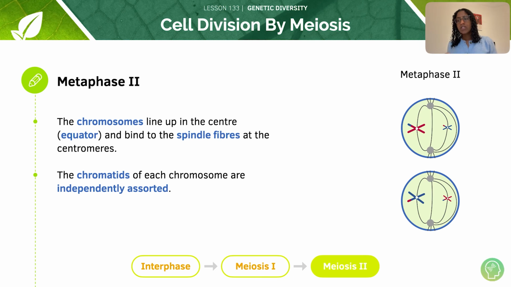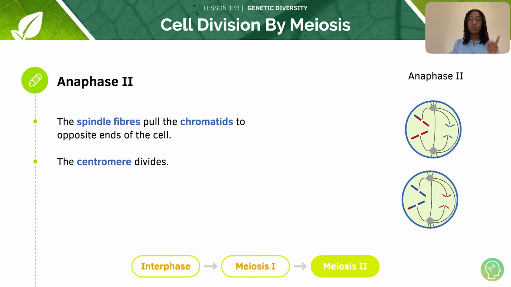So we know that all our cells have a combination of chromosomes from our parents, so half from our mum and half from our dad. But ultimately in our gametes, we have different combinations of those maternal and paternal chromosomes that go into each of those gametes because of the process of independent assortment. And we'll talk more about that in our next tutorial.